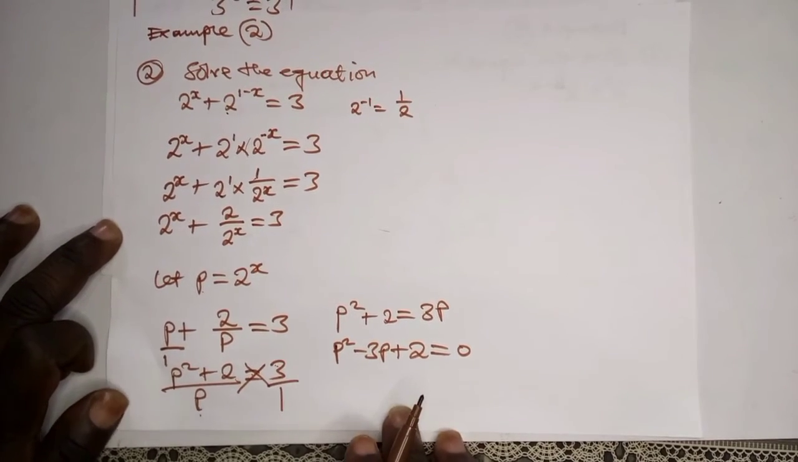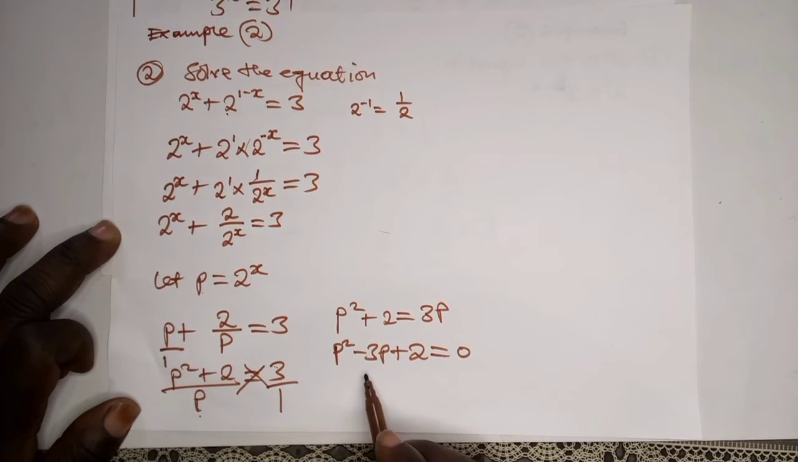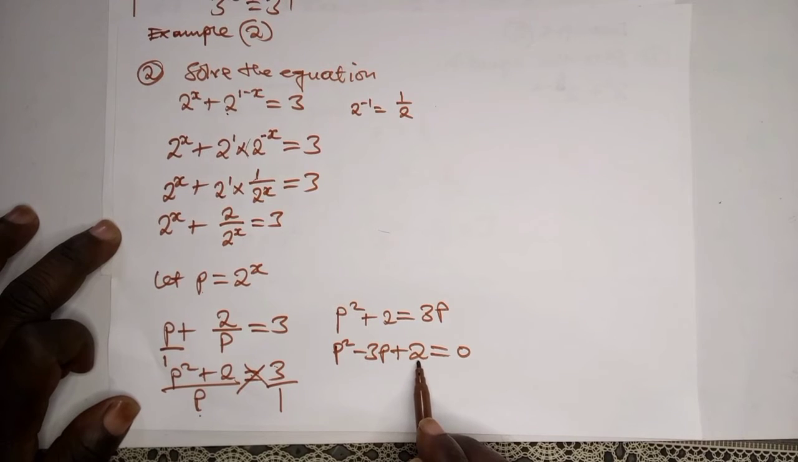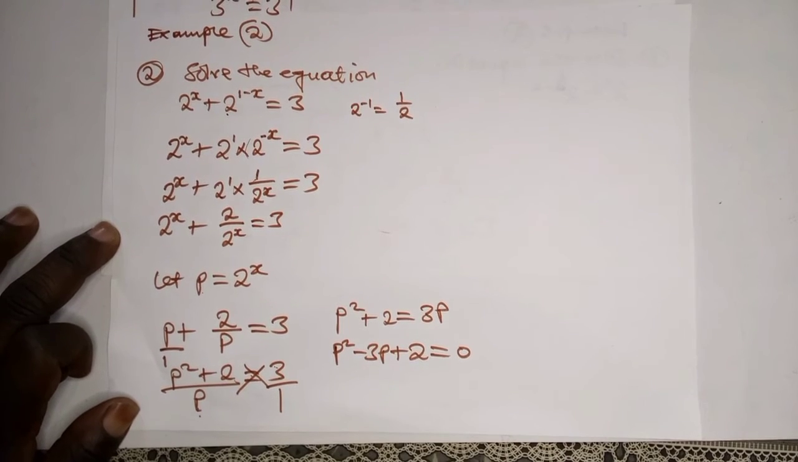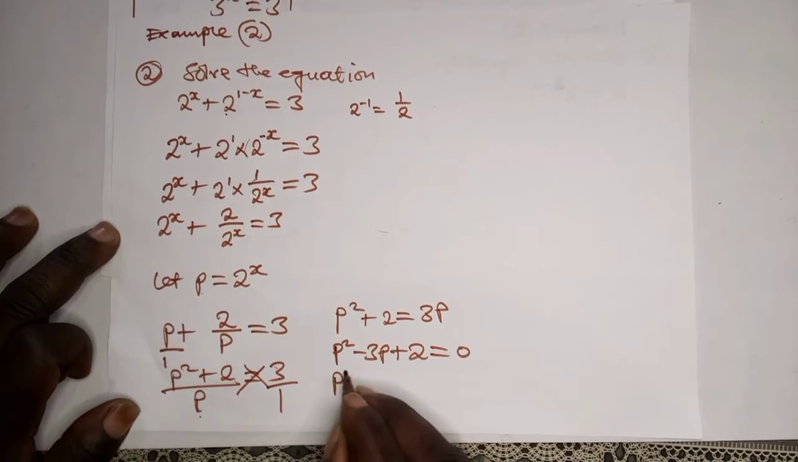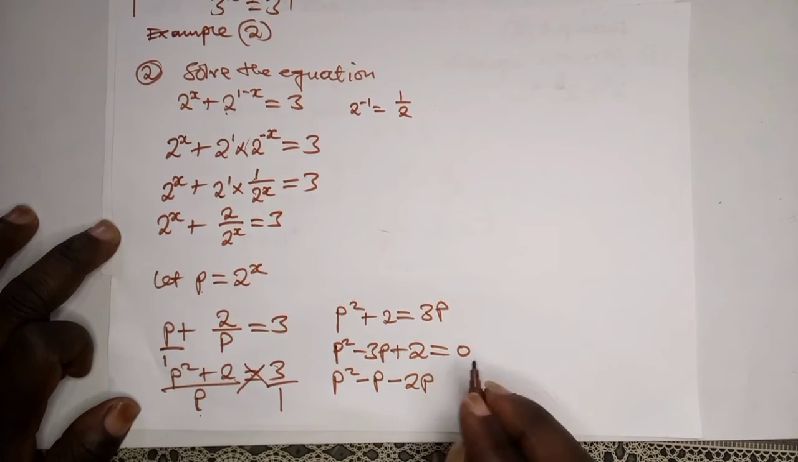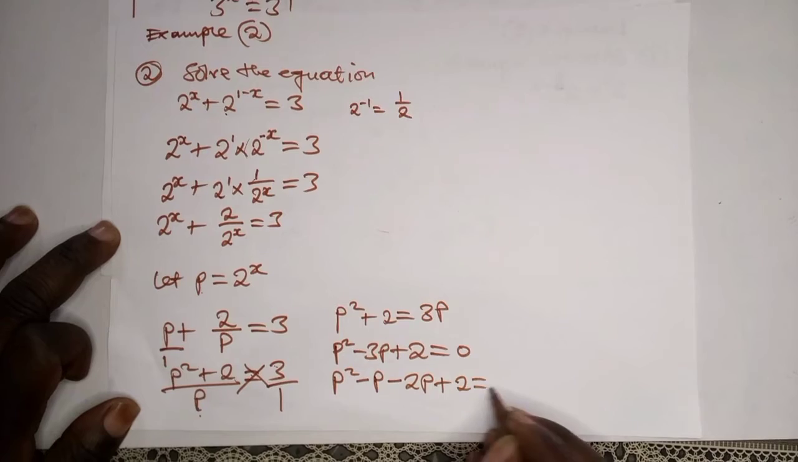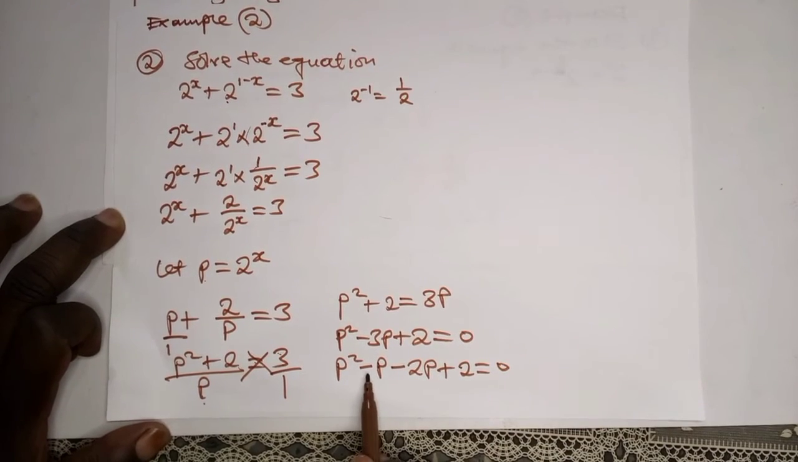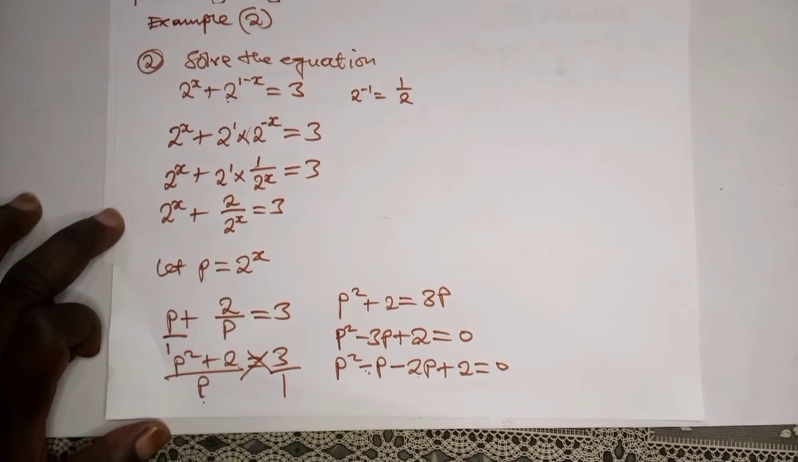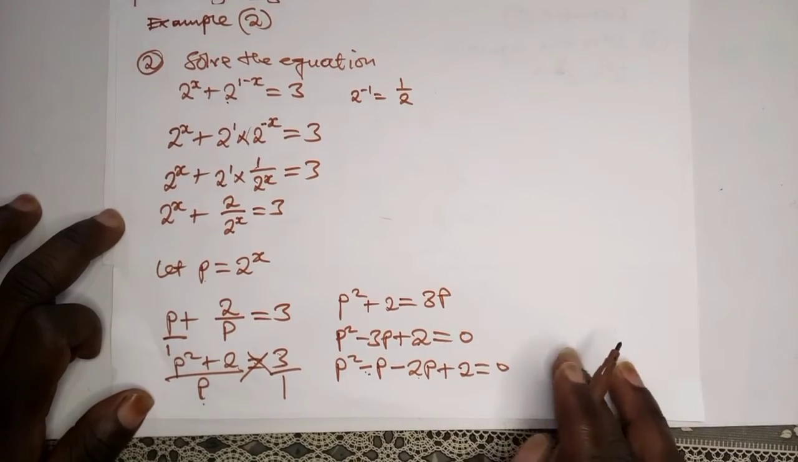Here now this is where you look for product and sum. This is a quadratic equation. You have to look for two numbers such that when you multiply, it will give you positive 2, and when you add, it will give you negative 3. So the expression we have is p squared minus p minus 2p plus 2 equals 0, because when we multiply negative 1 times negative 2, it is 2, then when we add negative 1 minus 2, it is negative 3. So here, let's factorize now.